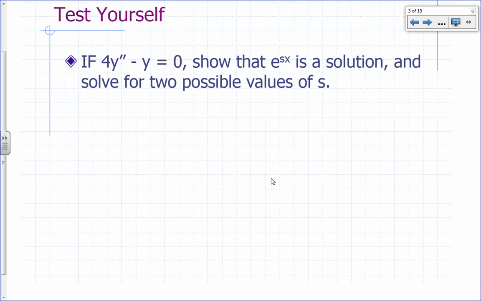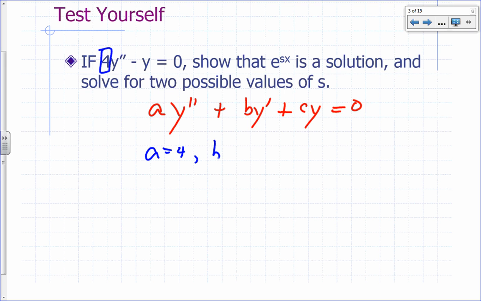So let's apply that to this simple problem right here: 4 times the second derivative of y with respect to x minus y is equal to 0. What are the two possible values of s? Let's just cut to the chase here and identify a, b, and c. Remember, this is of the form a y double prime plus b y prime plus c y equal to 0. So what's our a? a is 4. What's our b? 0. What's our c? -1.